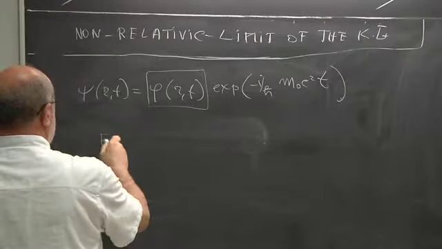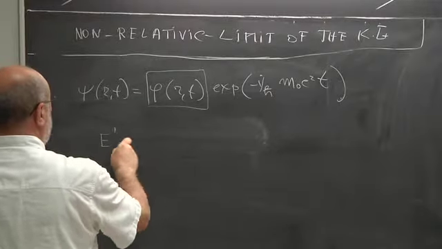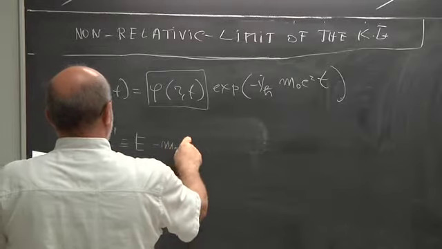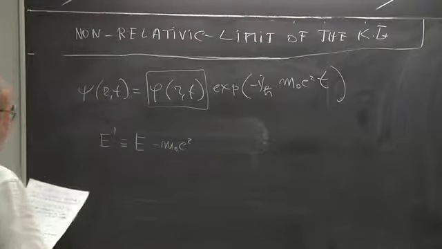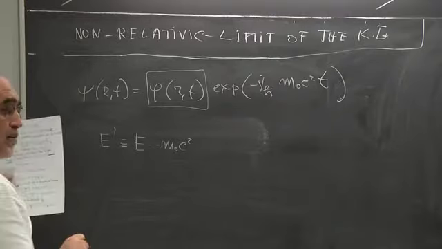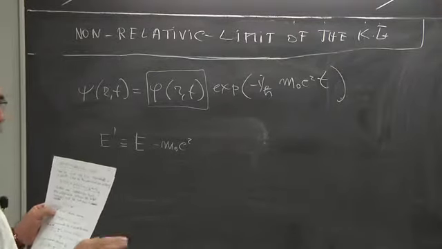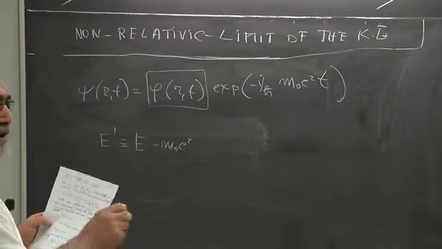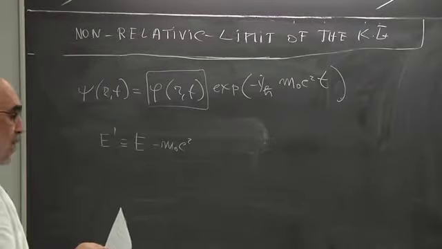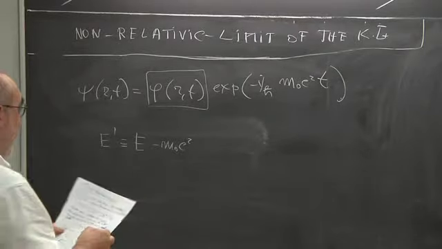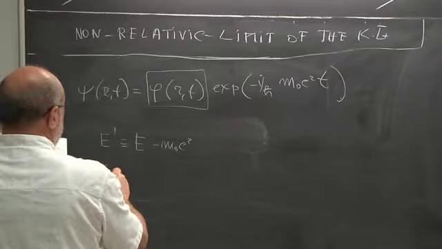Now, let's define the following quantity. The total energy of the system minus m0 c squared. This is sort of the kinetic energy. And as we are working in the non-relativistic limit, that means the particle is not going at the speed of light, it's going at a much lower speed. So the kinetic energy is much smaller than the mass energy.